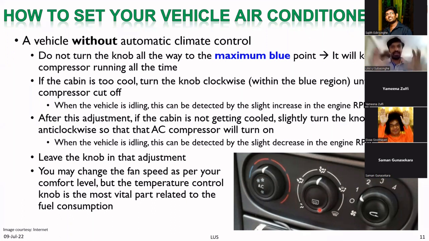Therefore, I have divided the air conditioning part into two sections. One is for a vehicle without automatic climate control. Some vehicles, as you all know, have a system called climate control. I will come to that later. Let's say your vehicle only has a conventional air conditioning system, like the one that you can see in the figure. In a conventional air conditioning system, you can see a controller like this. Usually the left half of the controller is in blue color and the right half is in red color. That means the left half is for cooling and the right half is for heating. And there's another switch for AC, for switching the air conditioning system on and off.